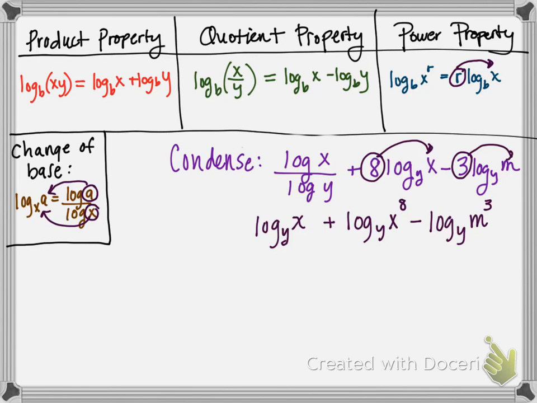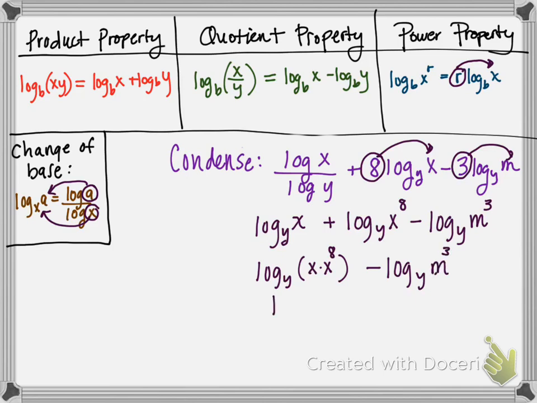Now looking at my expression, I'm going to combine the first two. The first two are being added together. So product property says if you're adding them together, you can write this as one single log, and on the inside here of your argument, you're going to be multiplying them together. So log base y, and on the inside, we're going to be multiplying the x and then the x to the 8th. And that's minus log base y of m to the 3rd.